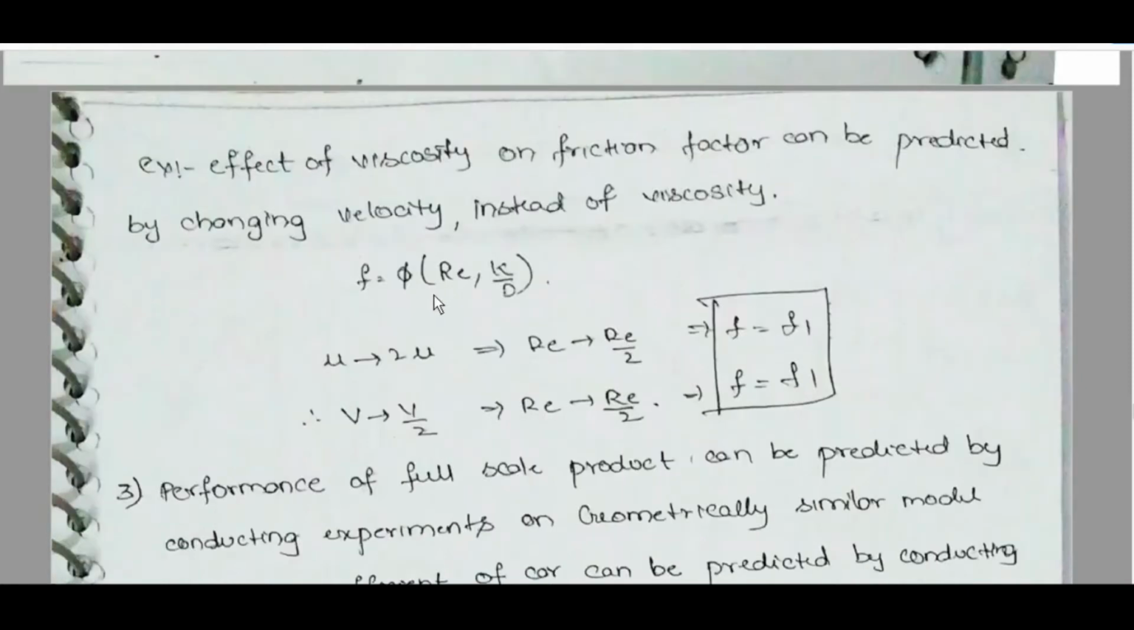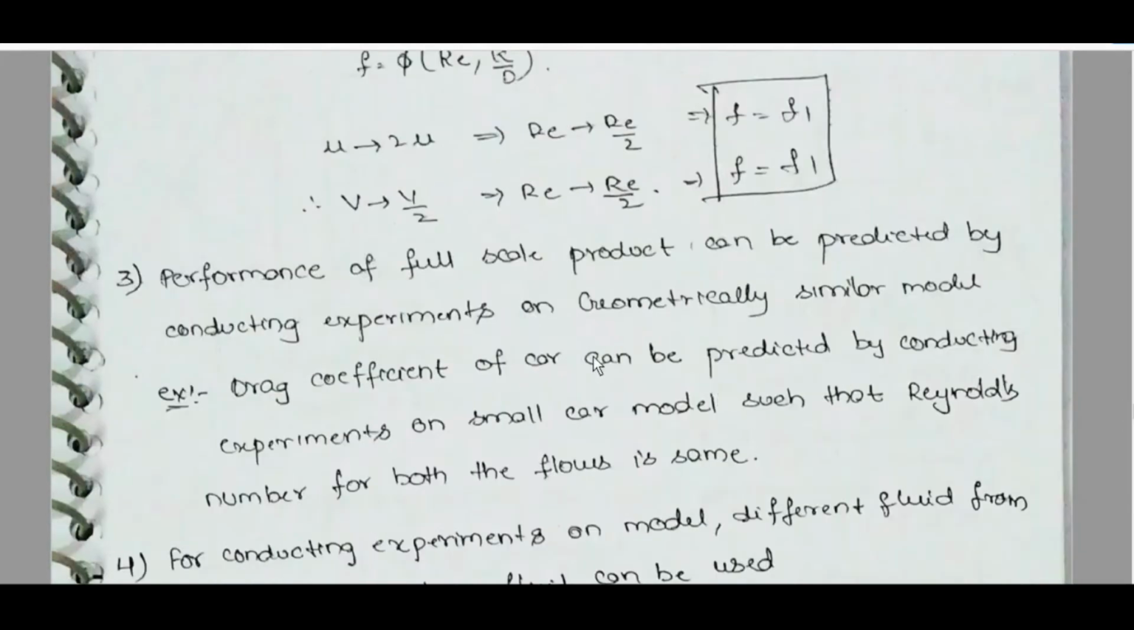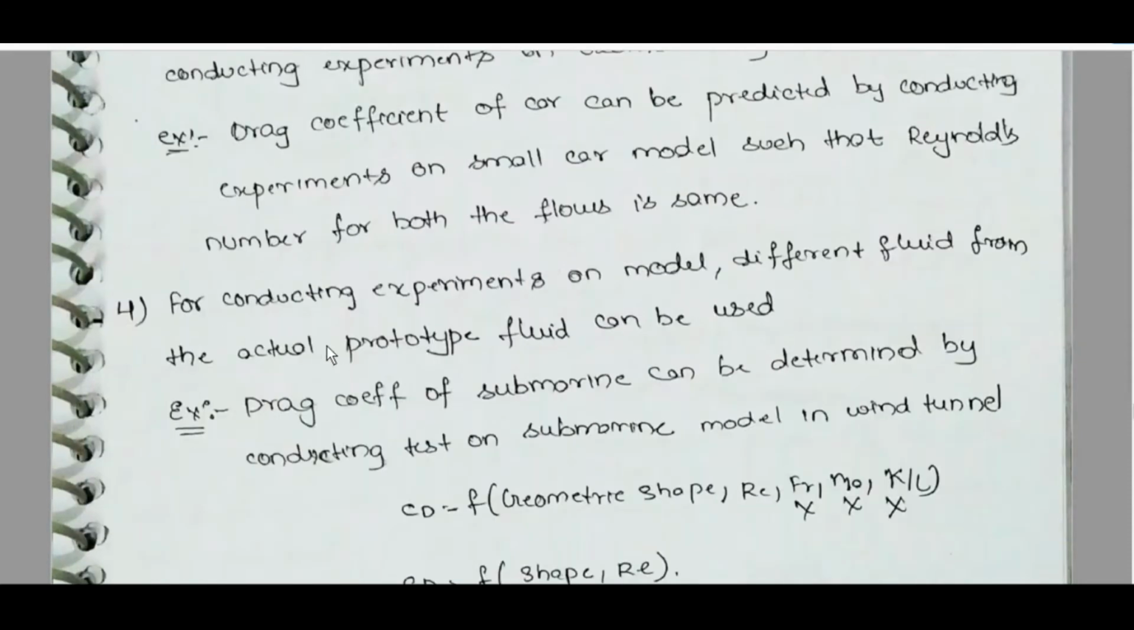F is equal to pi of Re, K by D. Mu by 2 gives Re by 2, F is equal to F1; V by 2 gives Re by 2, F is equal to F1. Performance of a full-scale product can be predicted by conducting experiments on a geometrically similar model. Example: the drag coefficient of a car can be predicted by conducting experiments on a small car model such that the Reynolds number for both flows is the same. For conducting experiments on the model, a different fluid from the actual prototype fluid can be used.